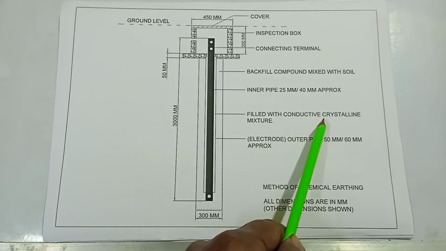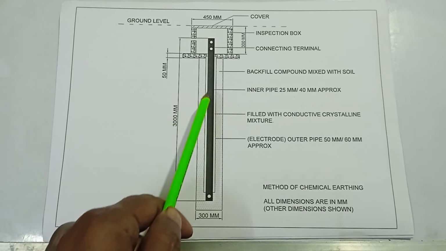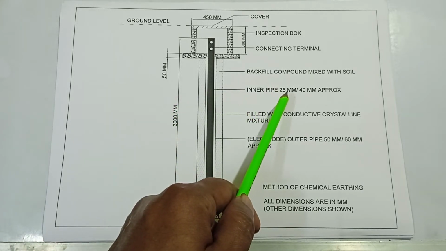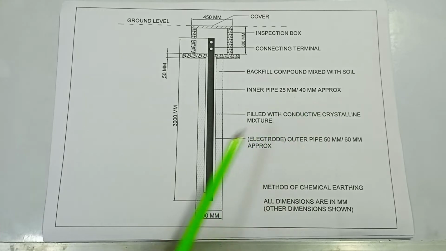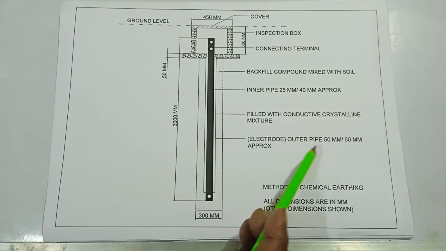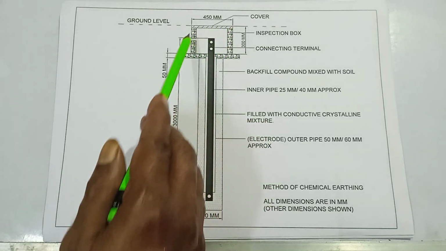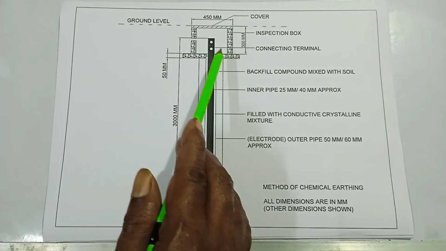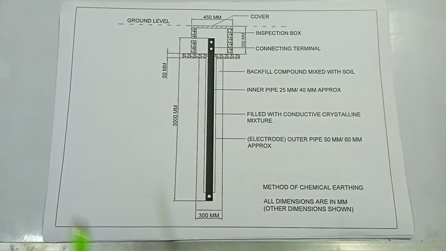conductive crystalline mixture. The inner pipe diameter is 25 mm by 40 mm approximate, and the outer pipe diameter is 50 mm to 60 mm approx. This is the inspection box, CI cover, connecting terminal, ground level. This is 300 mm, this is 3000 mm. Okay, next.